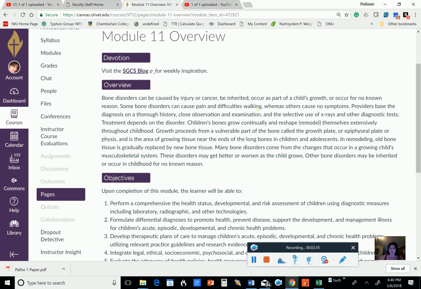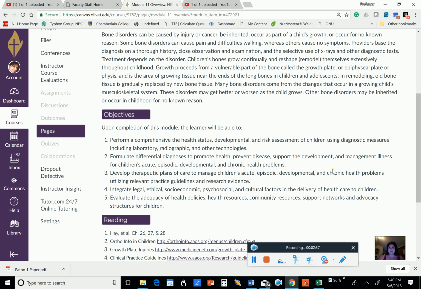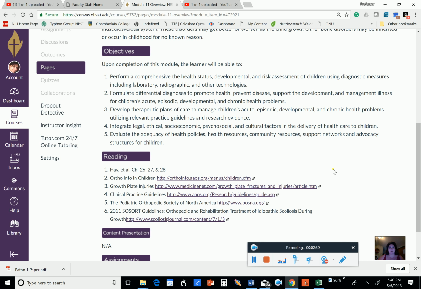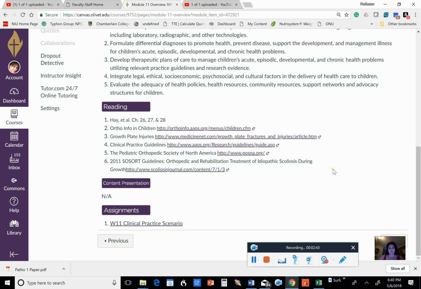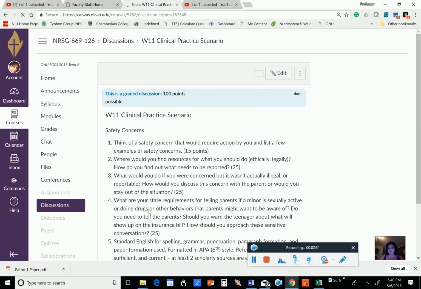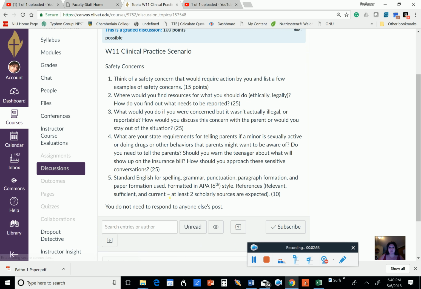So our objectives are the same that we see every week, except they're focused on the musculoskeletal system, and you have readings as well. Now let's look and see what our clinical practice scenario is this week, because it's a little different. Our clinical practice scenario for week 11 is in regard to safety concerns.